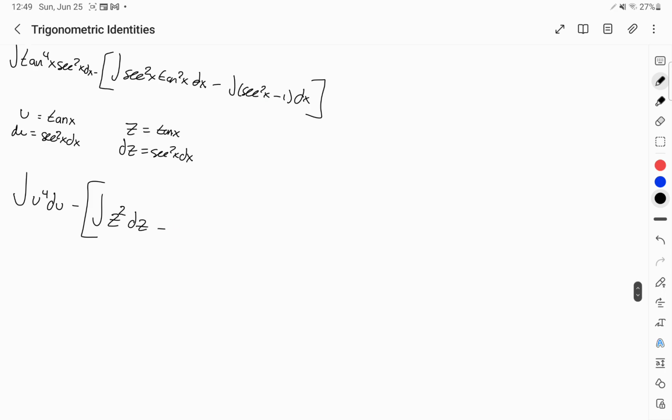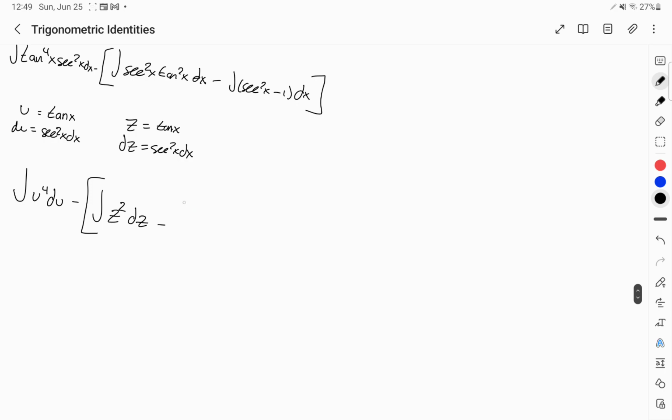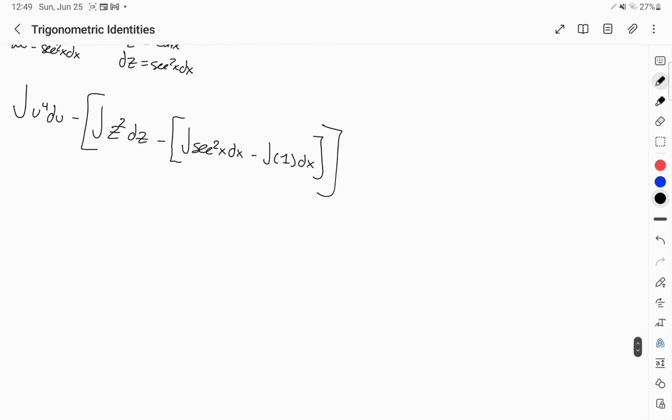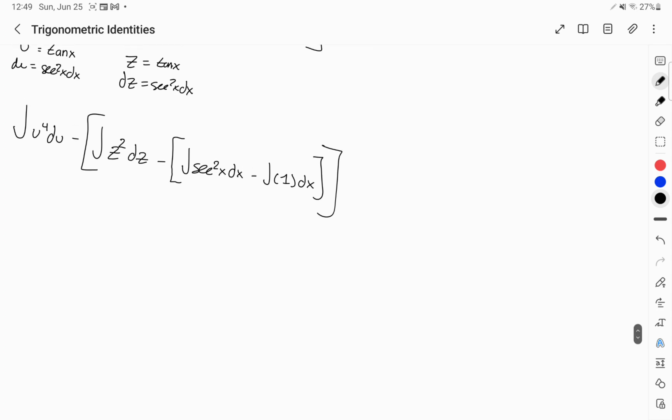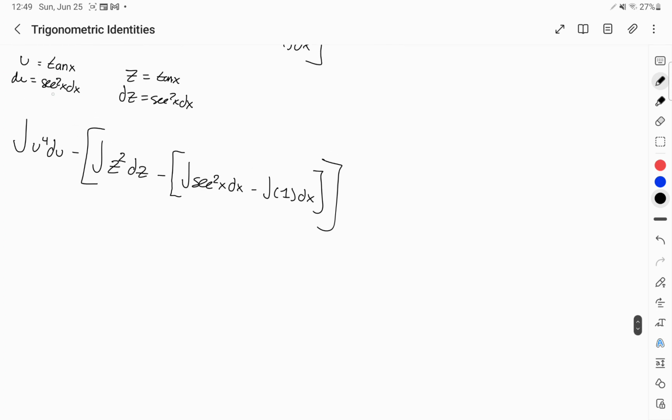Now we have the integral in terms of z, and we have another integral in terms of u. Minus, now with this integral, we can go ahead and split it up. Since we're splitting it up, we're going to have to use another bracket. Now we have the integral of secant squared of x dx minus the integral of 1, which is super easy. Now, do not forget the brackets. Like I said, very important here. As you might know, the derivative of tangent is secant squared, and so the integral of secant squared of x will be tangent of x.